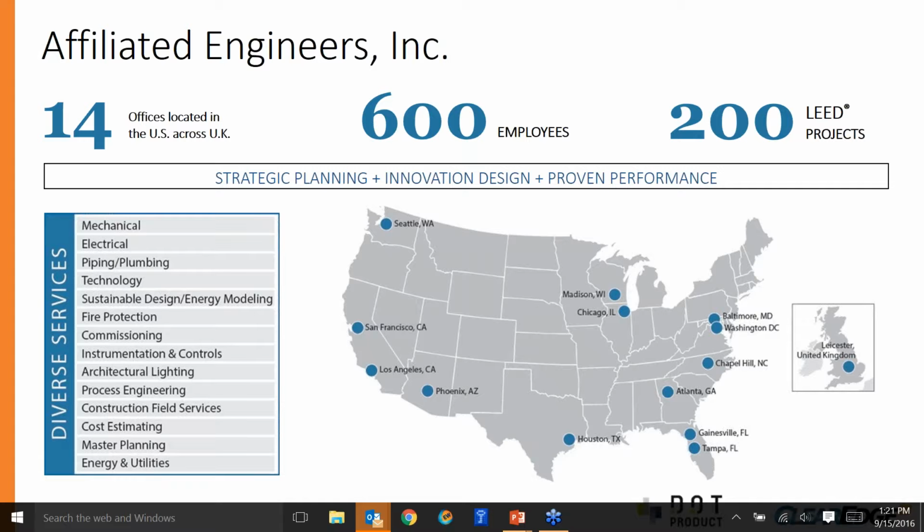Okay. So we're from Affiliated Engineers. I'm in the San Francisco office. Jeremy is in the Chapel Hill, North Carolina office. We're a large company. We have a lot of offices spread across the United States, and a presence in the UK. Over 600 employees, go through a number of projects, have over 200 lead projects.